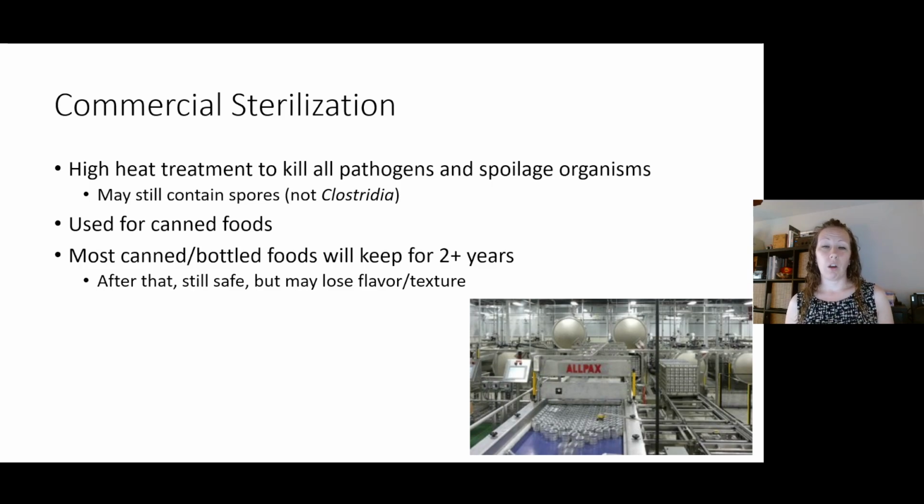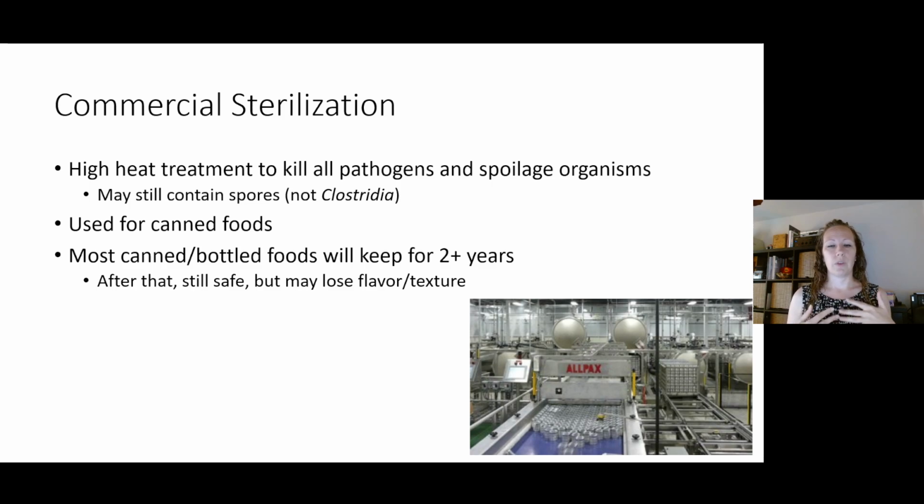Now, it's going to kill all the vegetative cells, but it might still contain spores, which are bacterial cells that have this resistant shell that makes them able to survive some extreme environments. Now, the key thing here is that the spores that may still be there do not include Clostridia. So the Clostridium perfringens, but more specifically Clostridium botulinum, we are targeting that one.